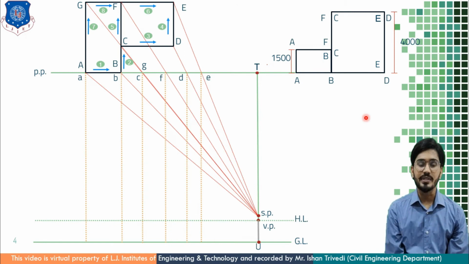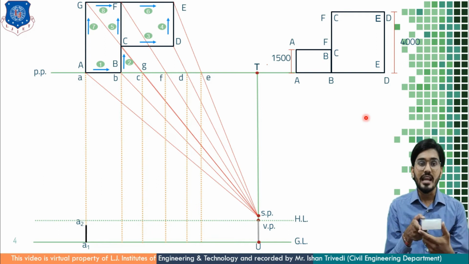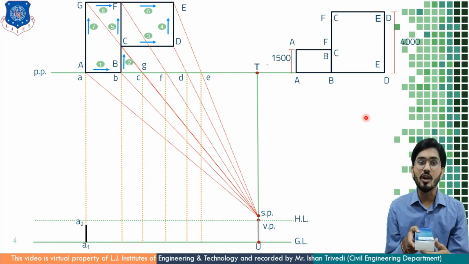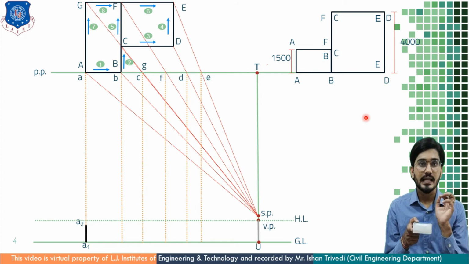Once I'm looking at the object, I'll mark A1 and A2. This height is 1.5 meter and in your scale it is 1.5 centimeter. I will mark this perpendicular line. Why do I mark this perpendicular line? Understand here, because AB point, or this box, or you can say this shape, is resting on picture plane. If anything is resting on picture plane, it seems true to its size. So this height and this element will seem as it is.